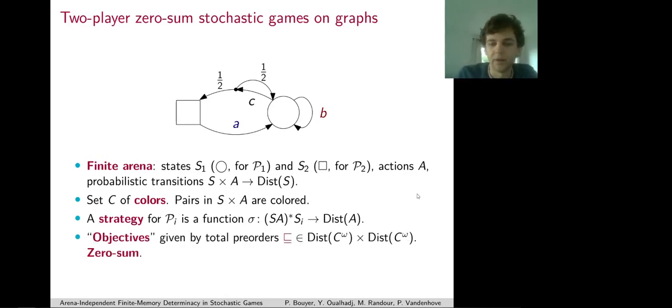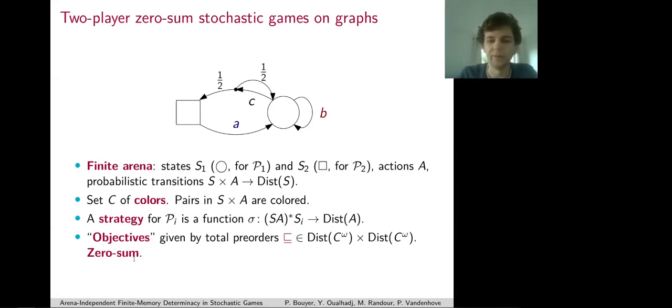And so when both players have fixed their strategy, an object that is generated is a distribution over infinite sequences of colors. So the token moves for an infinite duration, so that defines an infinite sequence of colors. But there are 2 sources for randomness, one in the arenas and one in the strategies. And so the generated object is a distribution over the infinite sequences of colors. And one general way to define an objective for both players is as a total preorder over the distributions over infinite sequences of colors.